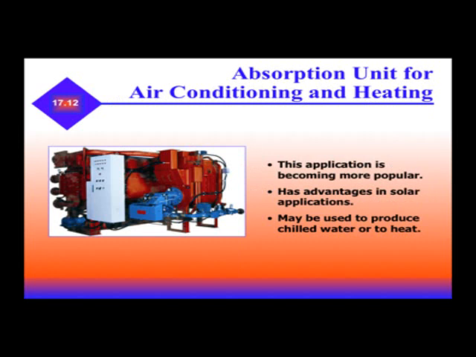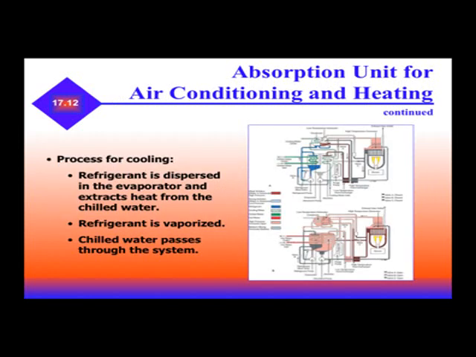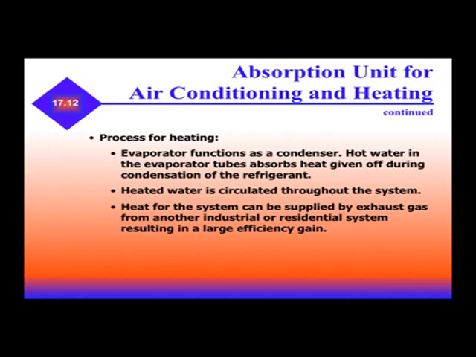Using absorption units for air conditioning and heating is becoming more popular. It has advantages in solar applications. It can also be used to produce chilled water or to heat. When we have a process for cooling, refrigerant is dispersed into the evaporator and extracts heat from the chilled water. Refrigerant is vaporized, chilled water passes through the system.